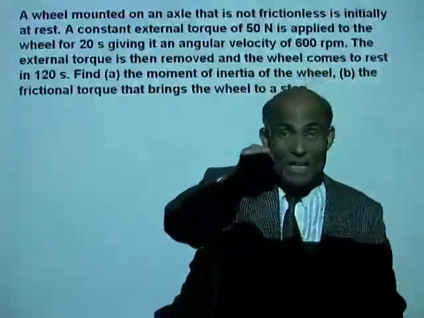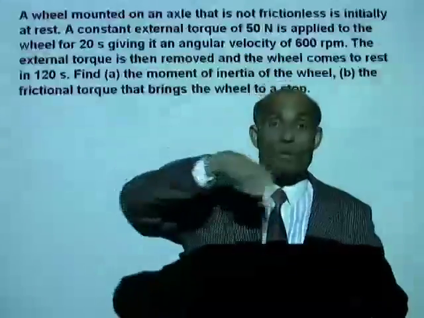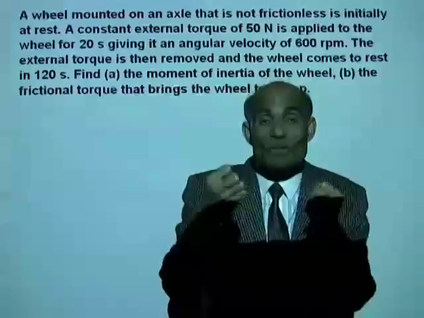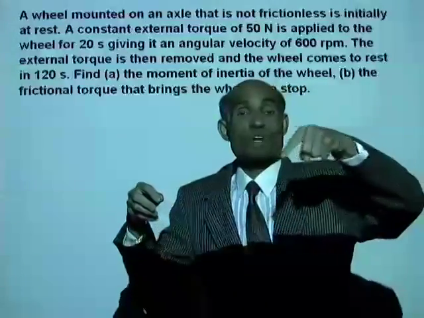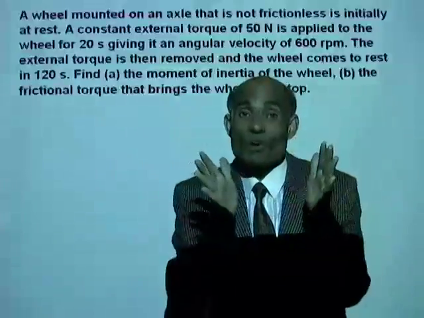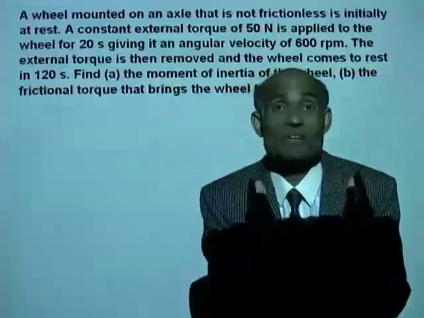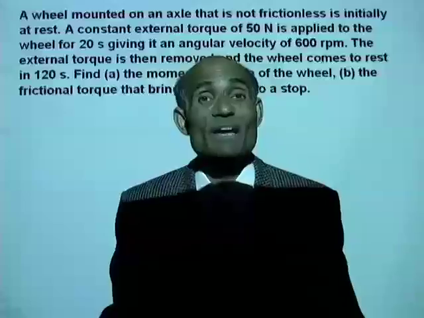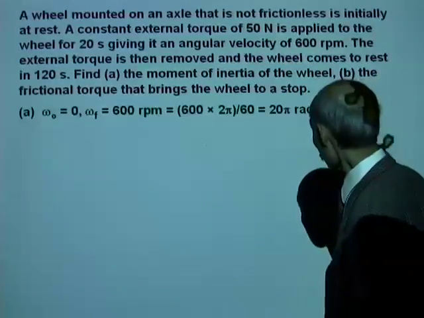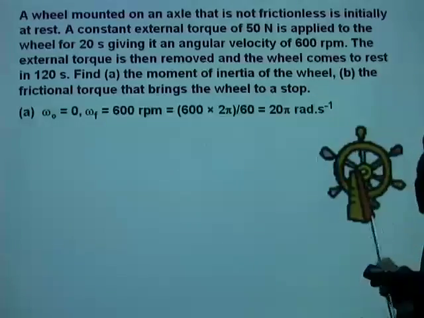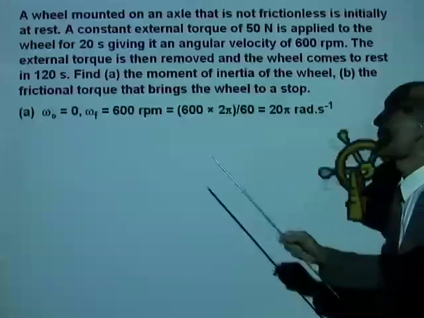Now, you apply external torque and the wheel rotates. When the external torque is removed, the wheel comes to a stop. Why? Because of the torque applied by the friction, and we need to find that torque. Alright, well, disregard this. I just put in a wheel there that is rotating.